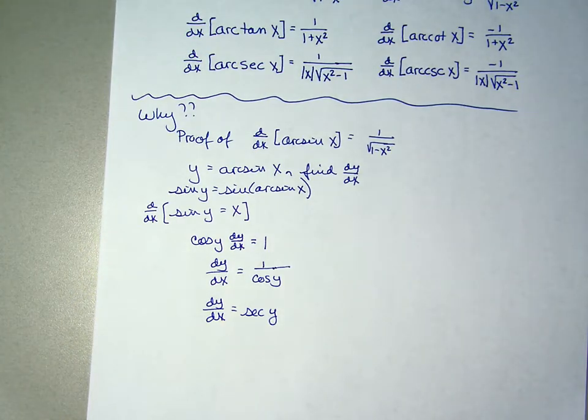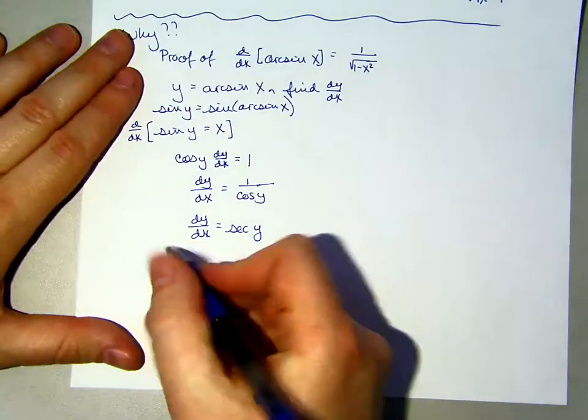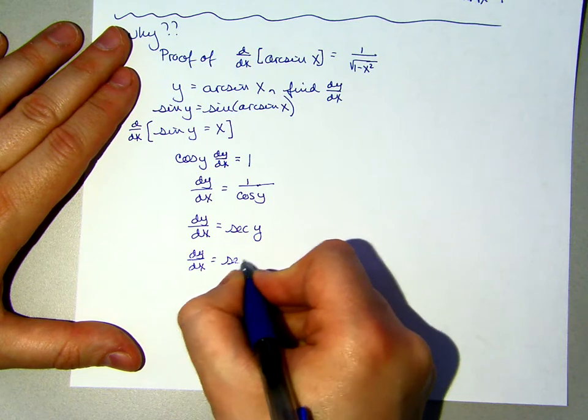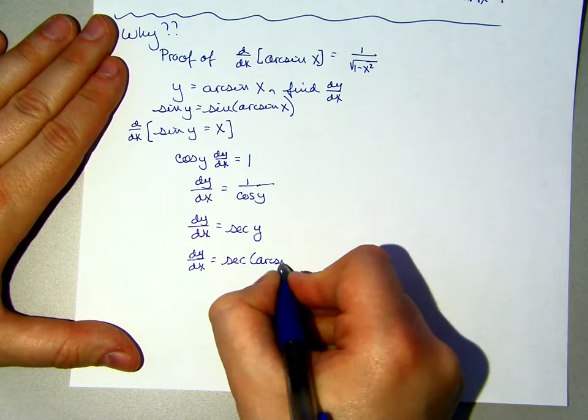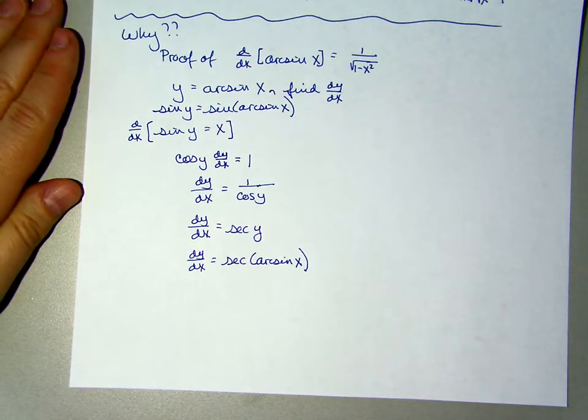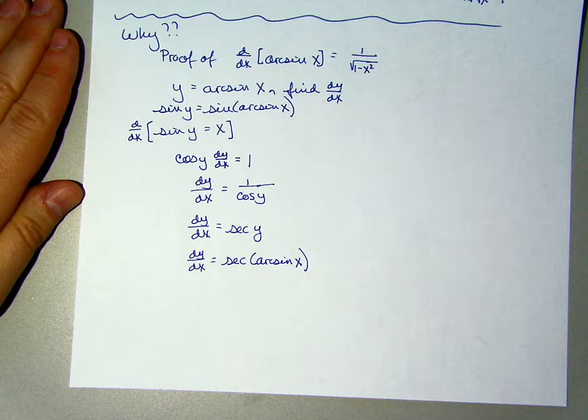What does y equal in this problem? Julian. The arc sine of x. Our derivative, now we're starting to get there, is the secant of the arc sine of x. That's not what I want the derivative to be, though. I want it to be 1 over the square root of 1 minus x squared.